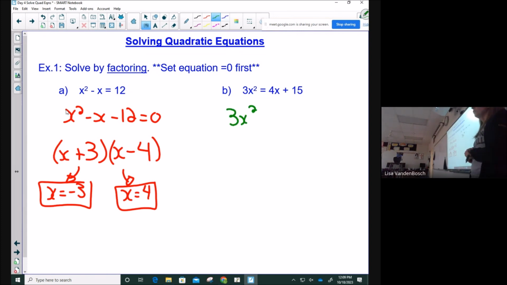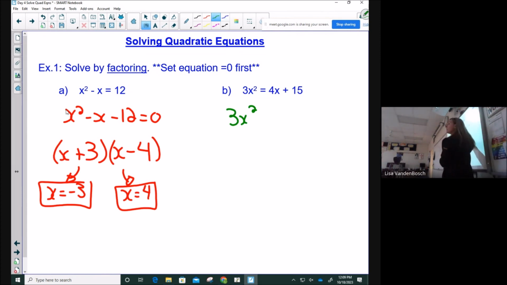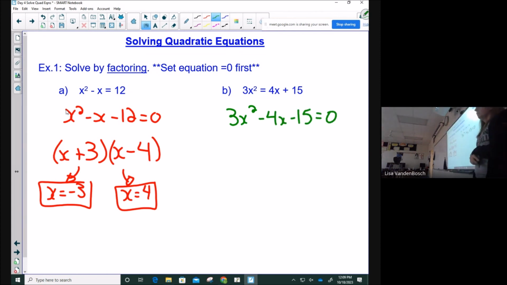So somebody tell me what you're writing down then. Sorry, Bailey, say that again. Perfect. Can we take out a common factor? Nope. So what type is this? Complex trinomial. Make that chart and factor it.